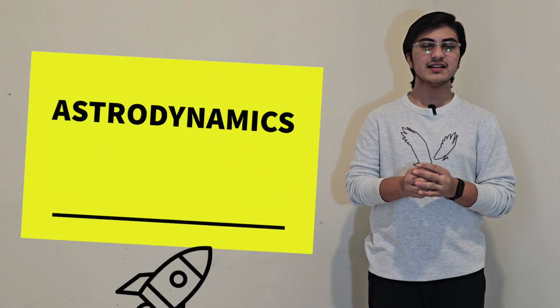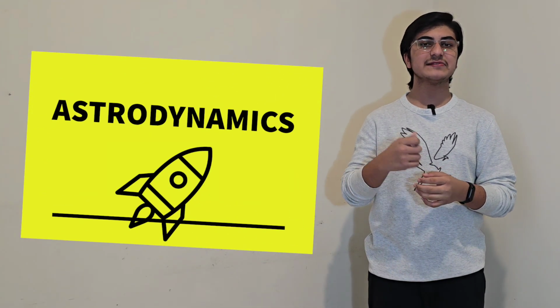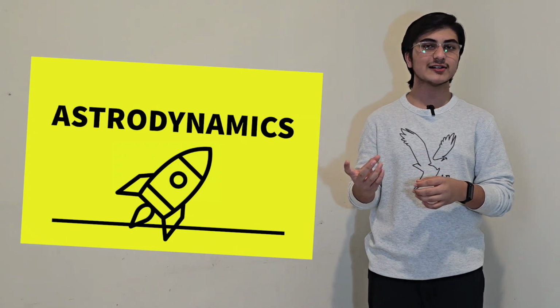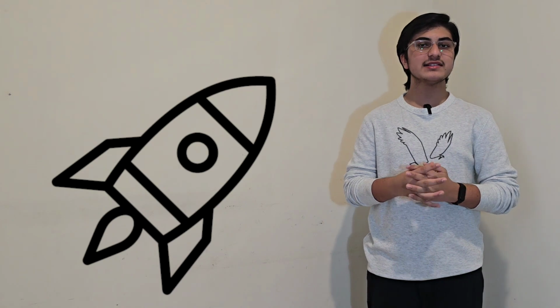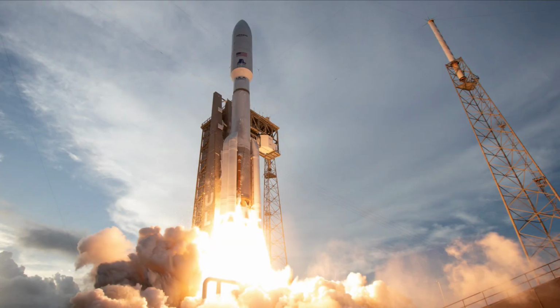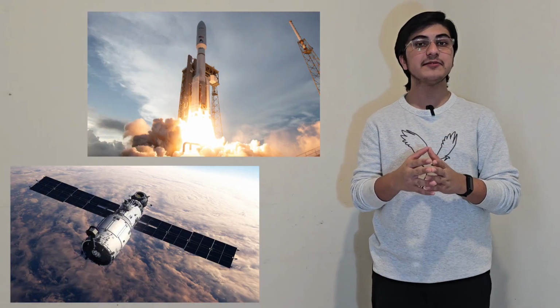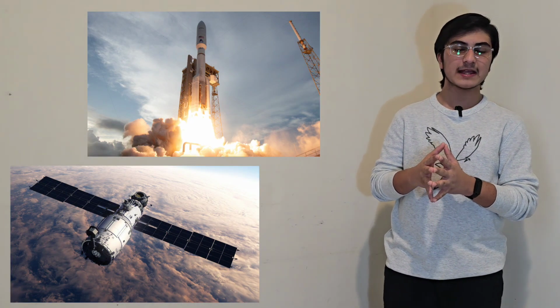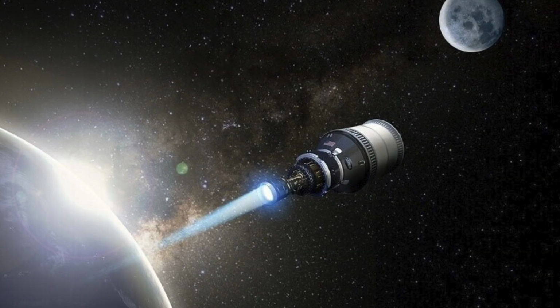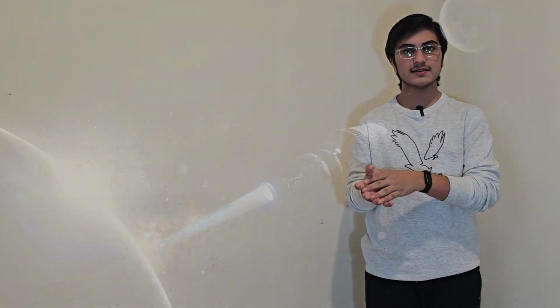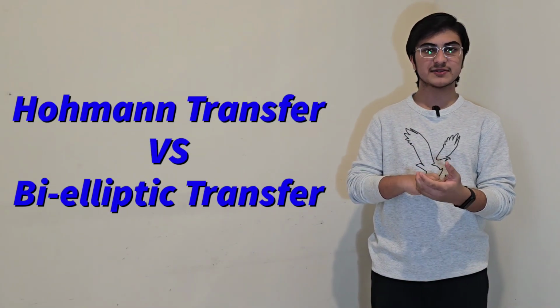Today, let's explore astrodynamics. Now, basically, this is a field where we deal with the movements of spacecraft and related things in space, right? And this field helps us a lot in, say, launching a probe into space and setting a satellite around orbit, and it's very important when it comes to space exploration. So let's explore in this video two of the most basic maneuvers used in astrodynamics that relate to the changing of orbits. That is the Hohmann transfer and the Bi-Elliptic transfer.